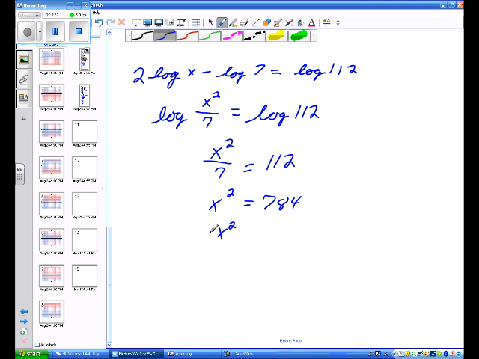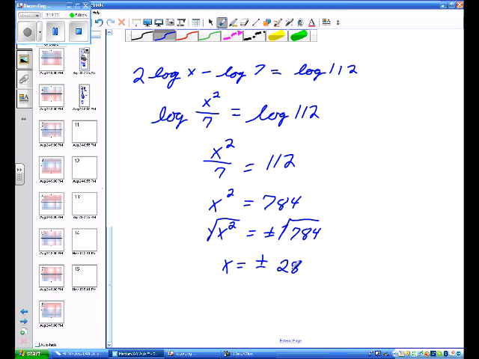Then take the square root of both sides, and we always do plus or minus 784. So we get that x equals plus or minus 28.